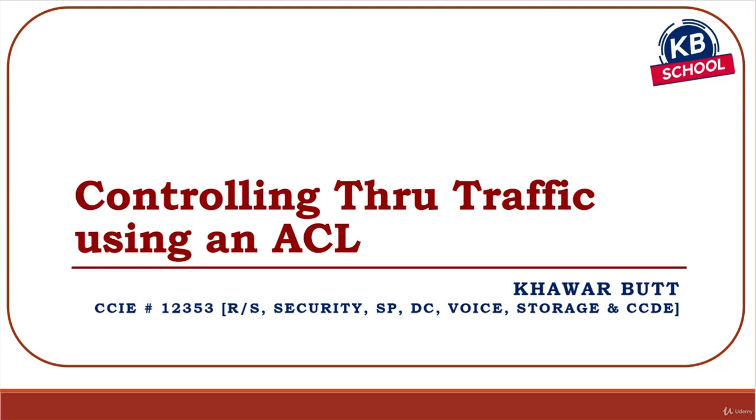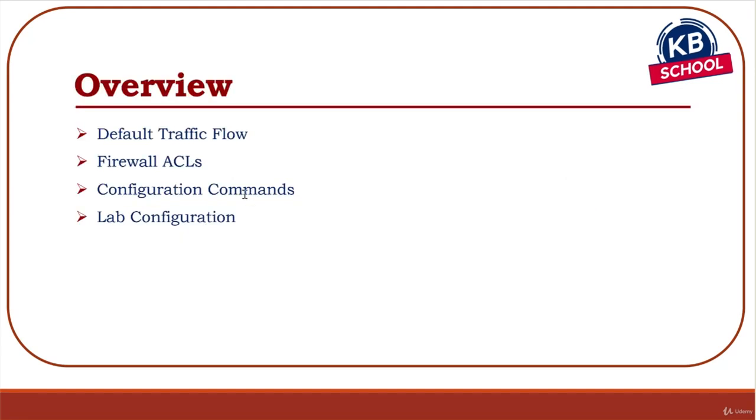In this particular video, the main things that we'll be discussing is first we'll review the default traffic flow, how traffic flows through an ASA firewall. We'll take a look at the firewall ACL. We'll take a look at the configuration command, which is a little different than the ACL on a router, and then at the end, lab configuration.